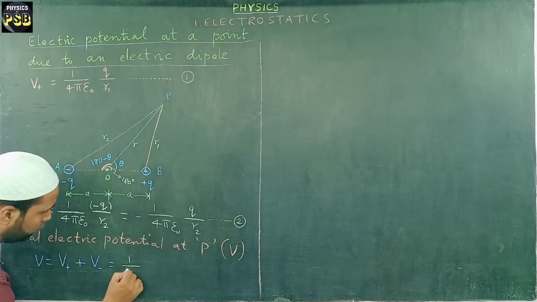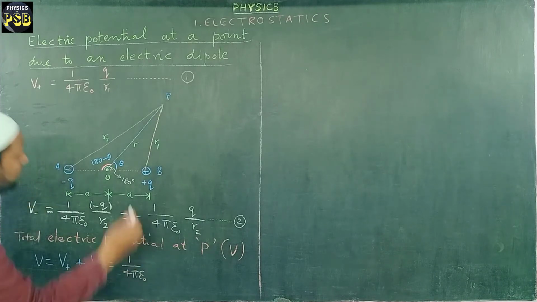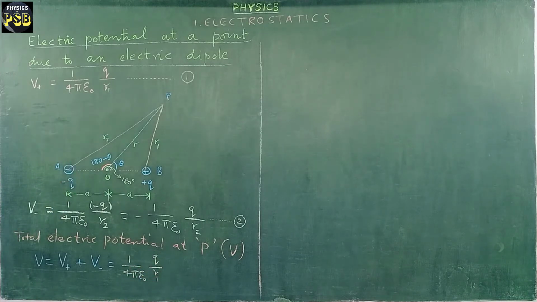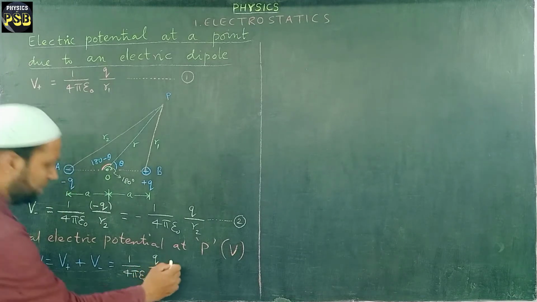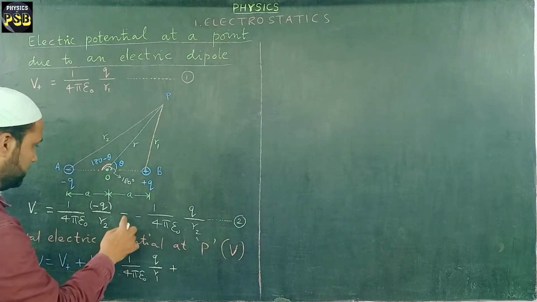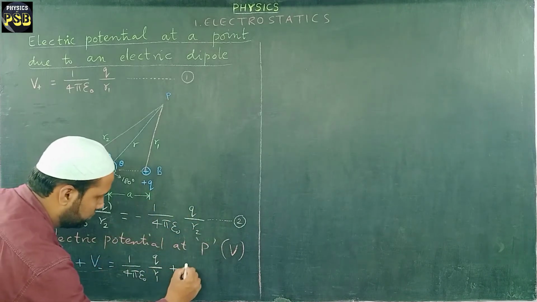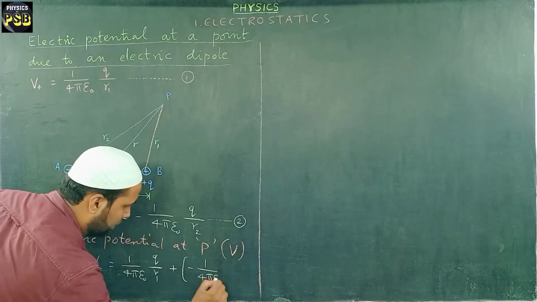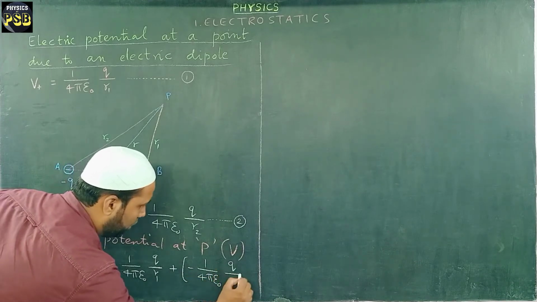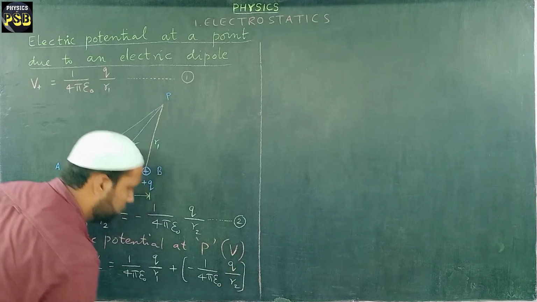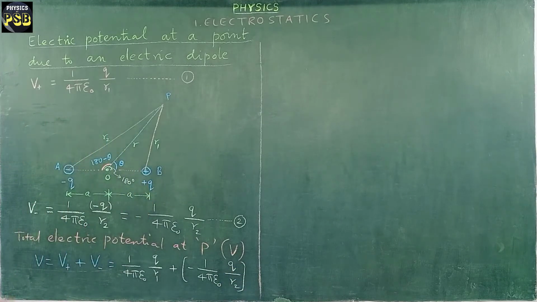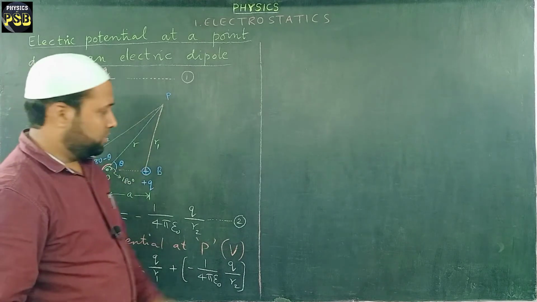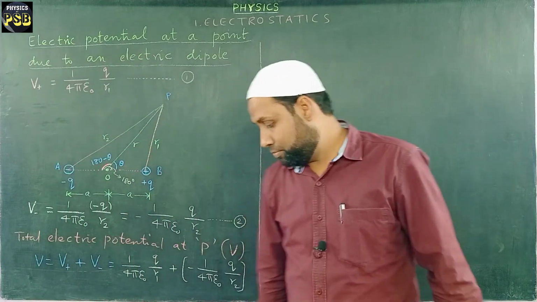I get 1 upon 4 pi epsilon naught q upon r1. This stands for V plus. Then it is added with equation number 2: minus 1 upon 4 pi epsilon naught q upon r2. This is the total electric potential at point P due to the electric dipole.